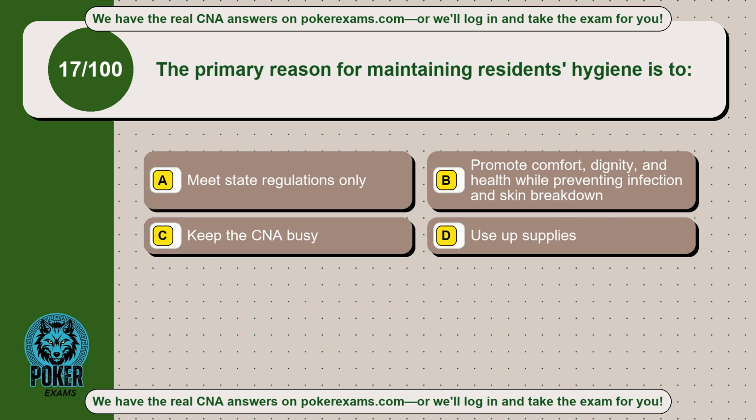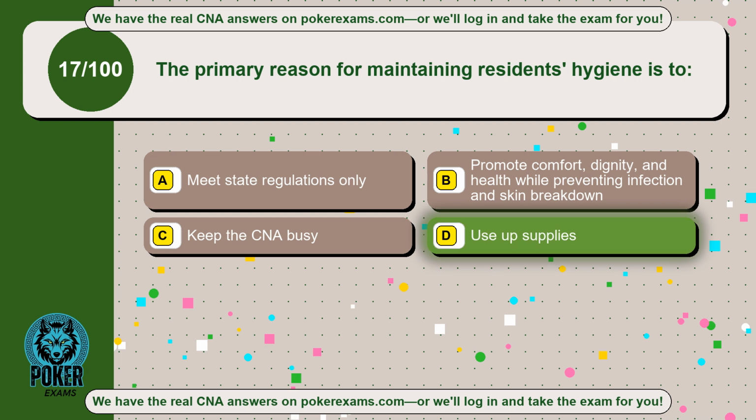Question 17. The primary reason for maintaining resident hygiene is to: Option A. Meet state regulations only. Option B. Promote comfort, dignity, and health while preventing infection and skin breakdown. Option C. Keep the CNA busy. Option D. Use up supplies.